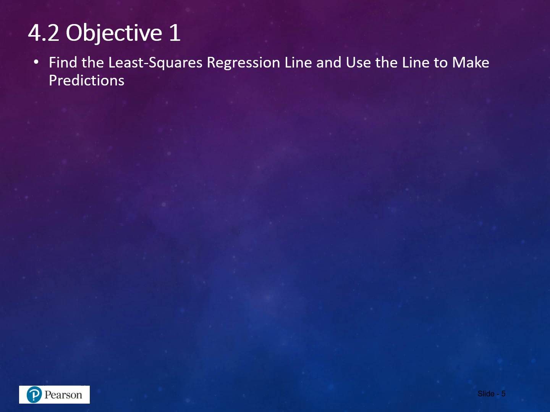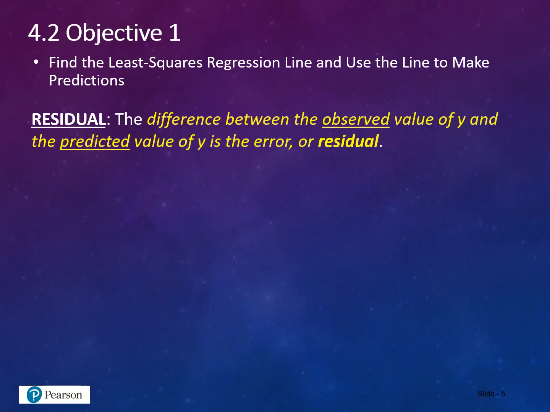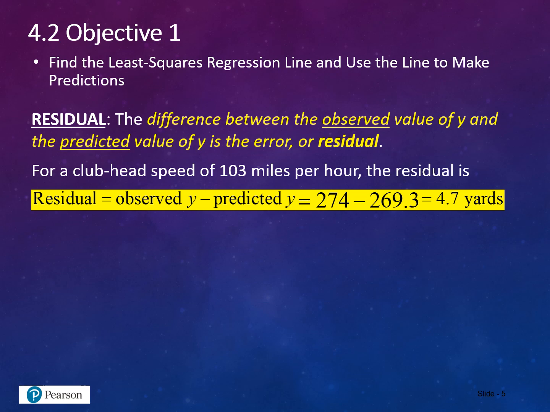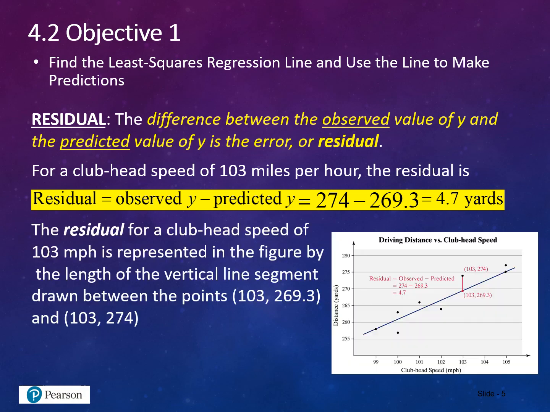Find the least squares regression line and use the line to make predictions. The difference between the observed value of y and the predicted value of y is the error, also known as the residual. So the residual equals the observed y minus the predicted y. Here we can see that it is 274 minus 269.3, which is approximately 4.7 yards.